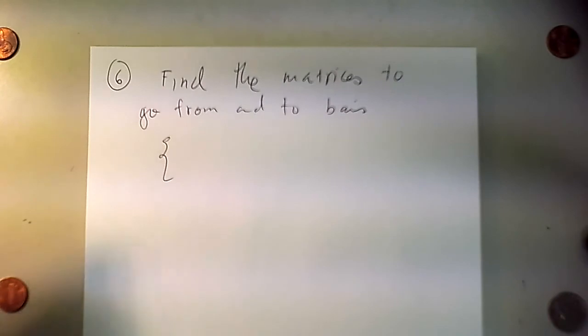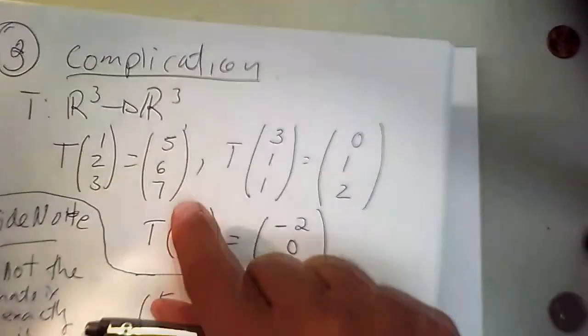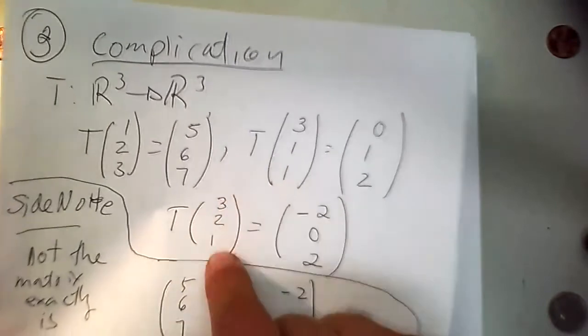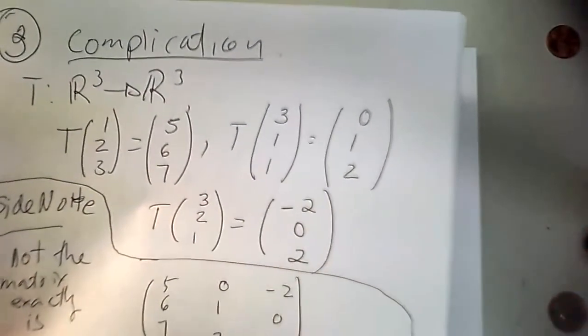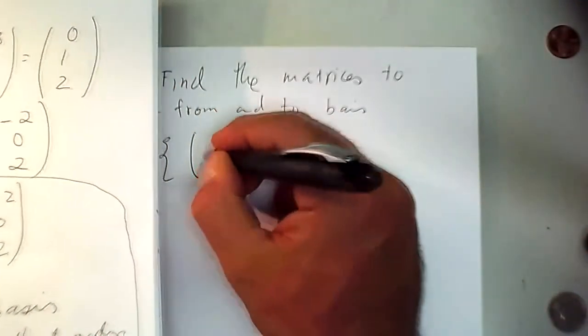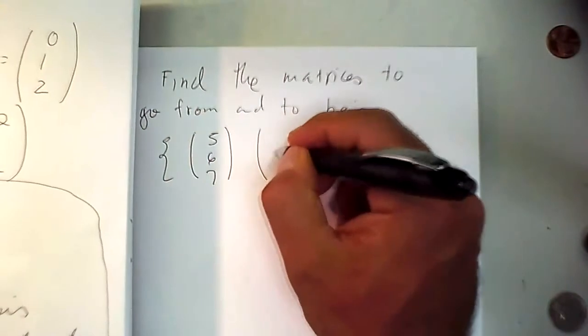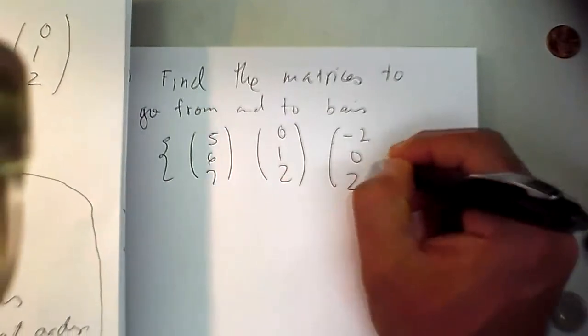I'm going to go back to our example. I think it was example 3. Yeah, example 3 is where we started the complication. I'm kind of getting excited because we're going somewhere. So now instead of the weird basis being 1, 2, 3, 3, 1, 1, 3, 2, 1, I want to use 5, 6, 7, 0, 1, 2, and -2, 0, 2.